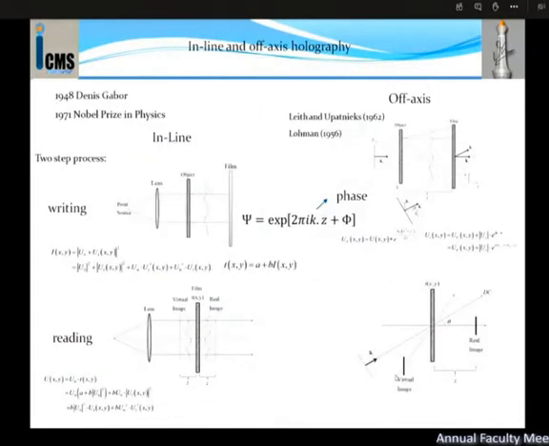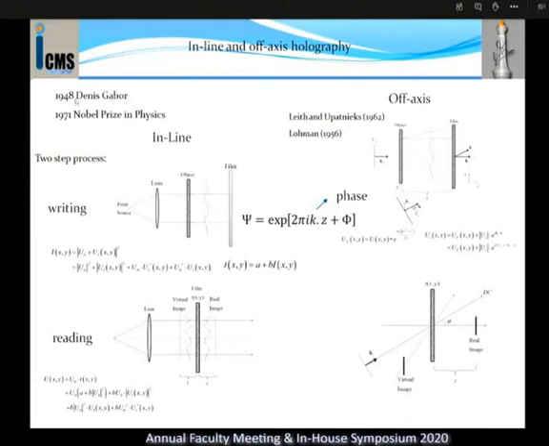Next slide, on inline and off-axis holography introduction. Holography was proposed by Dennis Gabor in 1948 and was also awarded the Nobel Prize in Physics in 1971. Holography means the complete information recording of the wave field. The purpose of Gabor was basically to get rid of the aberration from the electron micrograph, because at that time the quality of the instrument was very poor.